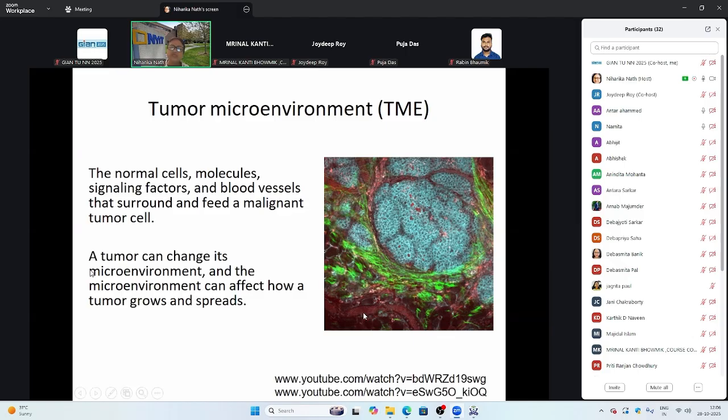So here, what this text is saying is that the tumor cell can change the microenvironment, and then the microenvironment, all the neighboring cells, will in turn affect how the tumor grows. So they're like talking to each other. It's a combination of things.